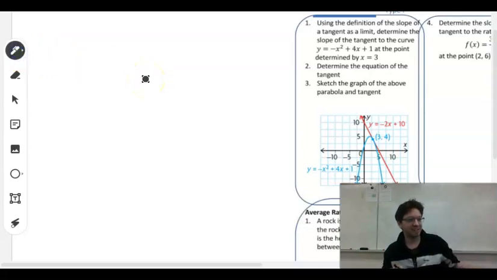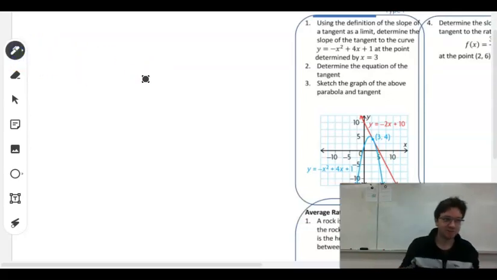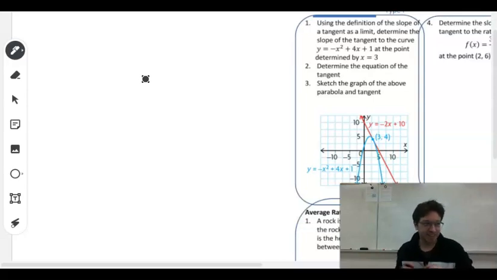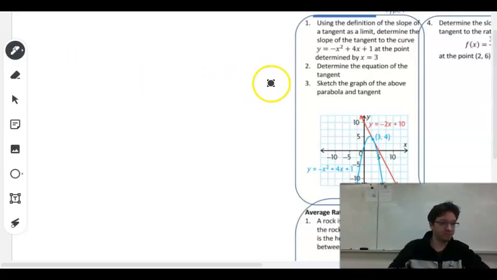So the first example says, using the definition of the slope of a tangent as a limit, determine the slope of the tangent to the curve. Oh, it's not x squared anymore. It's minus x squared plus 4x plus 1 at the point determined by x equals 3. All right. So if x equals 3, that will be a.